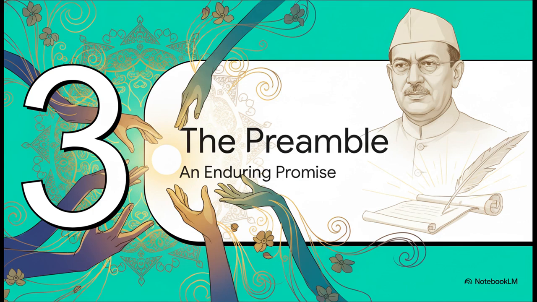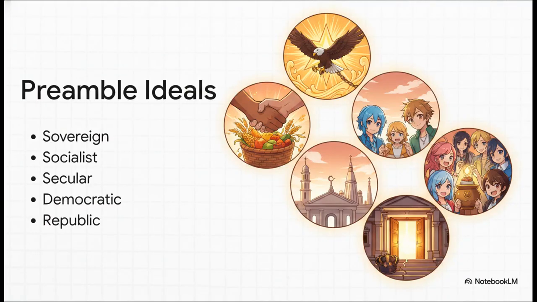Moving right along to Section 3, the preamble's enduring promise. We're talking about 5 massive concepts here that represent the absolute foundational ideals of the Indian state. It declares India a sovereign state, totally independent in its affairs; a socialist state, seeking socio-economic justice; a secular state, having no official religion and treating everyone equally; and a democratic republic, where the government is elected by the people and the head of state isn't some hereditary monarch. Together, these words promise justice, liberty, equality, and fraternity to every single citizen.